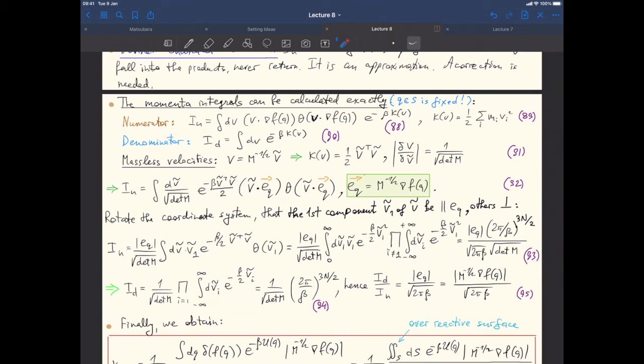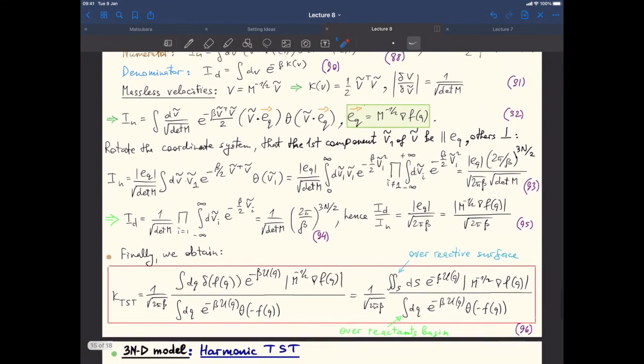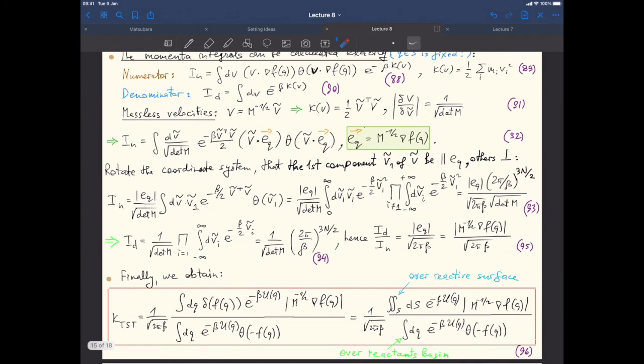So, concluding what we have just done, we can remove the v integrals altogether, and what we find is that the rate comes into an expression which contains only the q integrals, volume q integrals over the whole space. The q integral in the denominator contains this Heaviside function to constrain the integration to the reactant basin only, and here is the potential energy only.